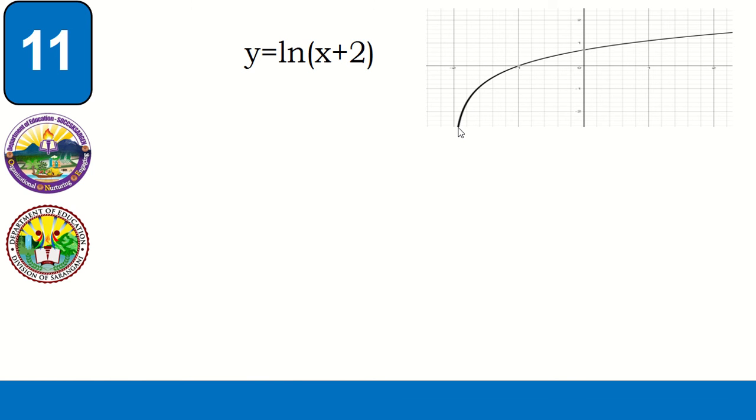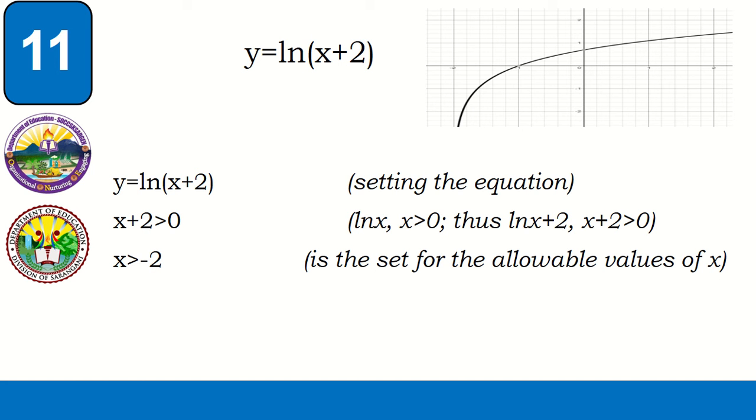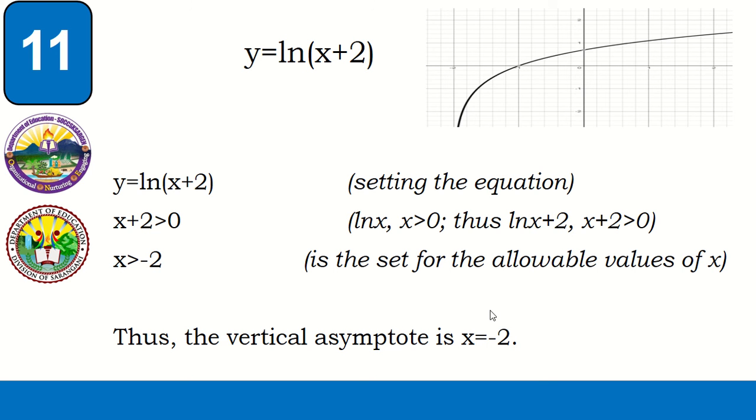How about this practice? This one is x equals negative 2, but this graph is the graph of y equals log of x plus 2. So to find the asymptote, we let x plus 2 be positive to be defined. The first point where it is not defined is where x plus 2 is equal to 0. So x plus 2 must be greater than 0, that is x is greater than negative 2. So this is the first imaginary line the graph does not intersect, our asymptote x equals negative 2. X must be greater than negative 2, those are the allowable values of x. This is the domain, and the first value where the graph is not defined is at x equals negative 2.